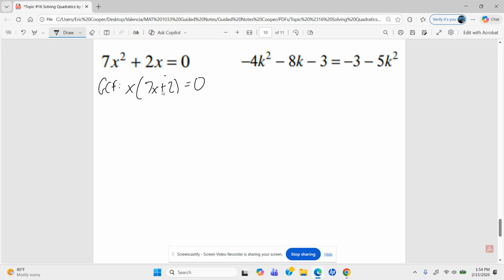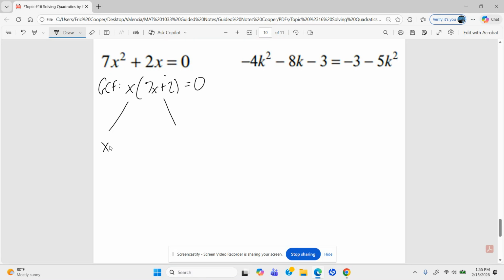Again, let's check the inside and make sure we can't factor it. There's no other GCF. And our only 2-term ideas we can do are sum and difference of cubes and difference of squares. We know we can't do difference of squares because it doesn't have a minus sign, and we can't do difference of cubes because it doesn't have a minus sign. And we know we can't do sum of cubes because 7 and 2 aren't perfect cubes. So this is as far as it's going to go. We have x times 7x plus 2 equals 0.